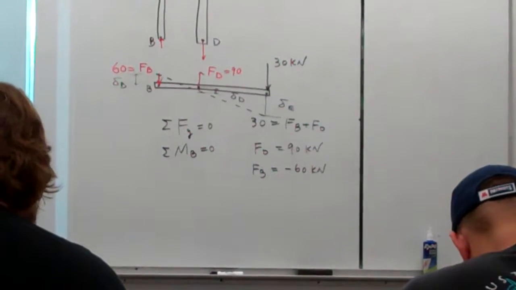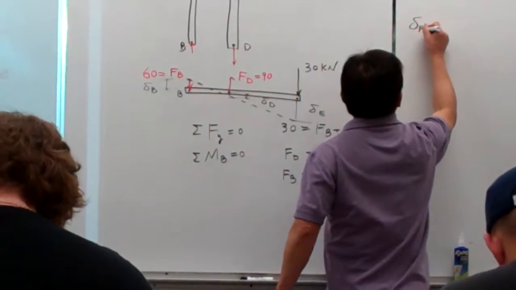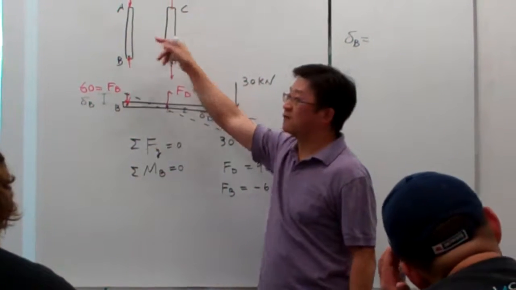And we can calculate delta B and delta D. Delta B represents the deformation of AB.